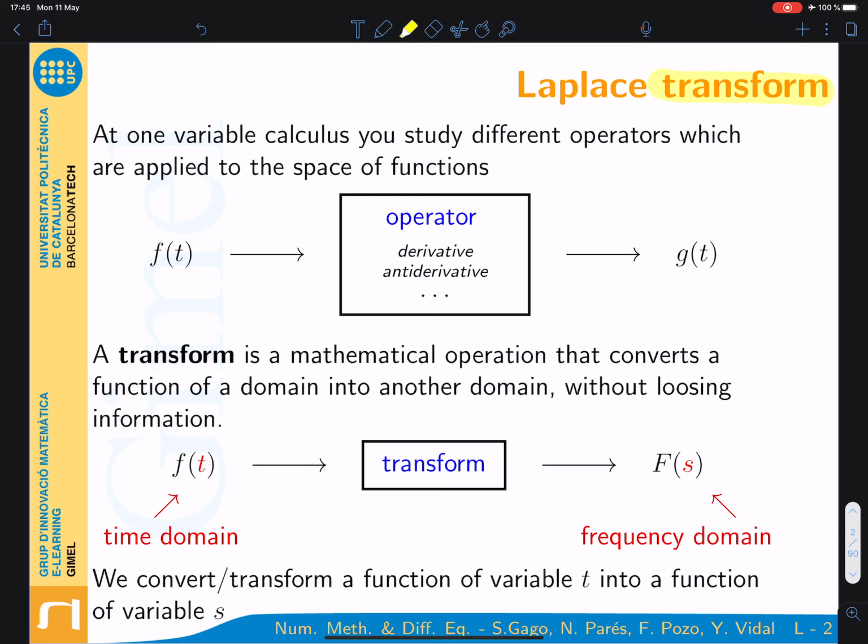Right now, you know what's an operator. You are very comfortable working with operators because an operator is something like the derivative. You plug in a function of time, you compute the derivative, and what you get is another function that also depends on time. So here, the function that is an input depends on time, and also the function that is the output also depends on time. So the derivative is an operator that has as an input a function of a variable, and it gives us as an output another function that depends on the same variable, okay? And we are very comfortable with this, we really know this.